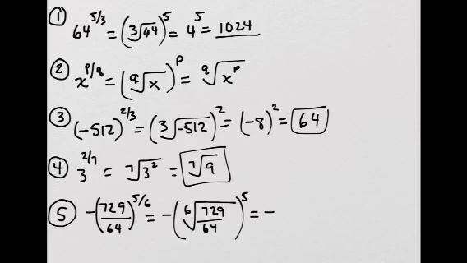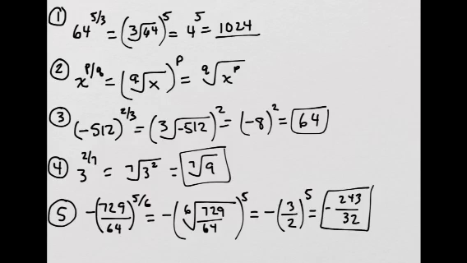So the 6th root of 729 is 3, because 3 to the 6th power is 729. And the 6th root of 64 is 2. And that's being raised to the 5th power. So then 3 to the 5th is negative 243 over 2 to the 5th, which is 32. And again, if you don't know these by memory, just take a calculator, 3 to the 5th, and then you'll get the negative 243 and so on.